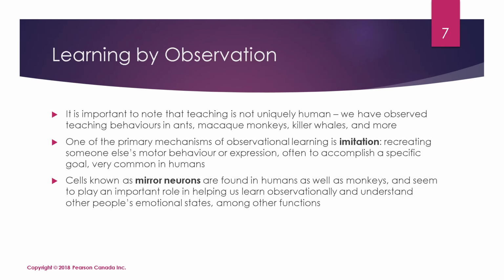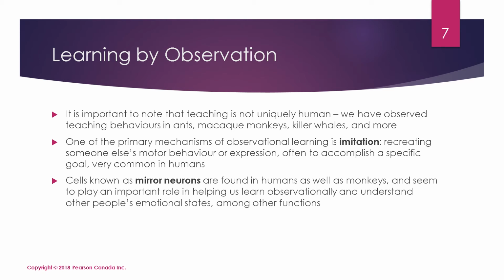So it is important to note that teaching is not uniquely a human phenomenon. We have observed teaching behaviors in ants, macaque monkeys, killer whales, and more. One of the primary mechanisms by which we learn through observation is known as imitation. Imitation is recreating someone else's motor behavior or expression, and it's often used to accomplish a specific goal. And as you can probably imagine, imitation is very common in humans. It's how we learn really a lot of our skills and abilities.